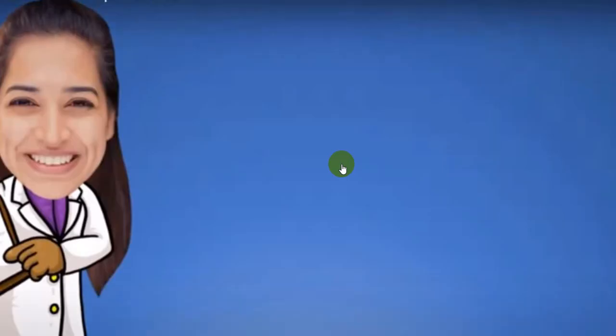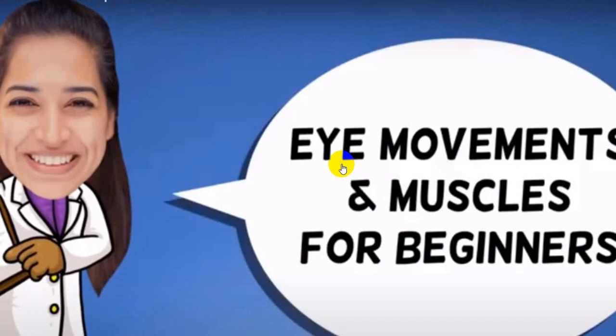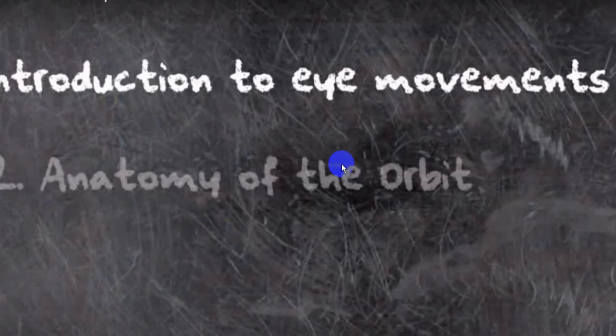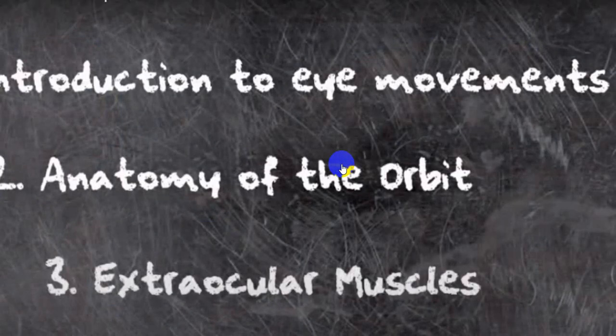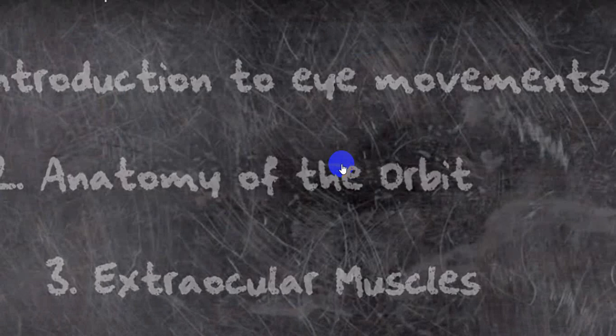Today I bring to you a neuroanatomy video designed to make eye movements and extraocular muscles easier to understand. This video will cover the basics, including an introduction to eye movements, the anatomy of the orbit, and the main muscles you need to know about. This is part 1 of a 3-part video series.